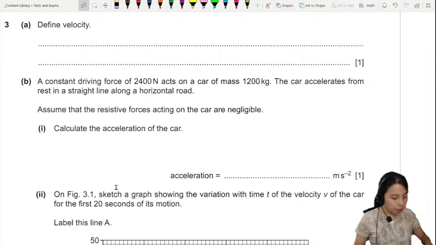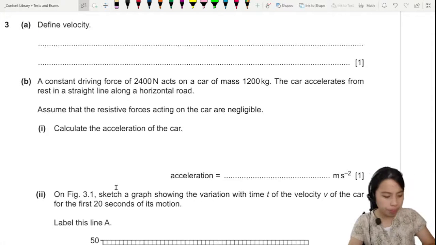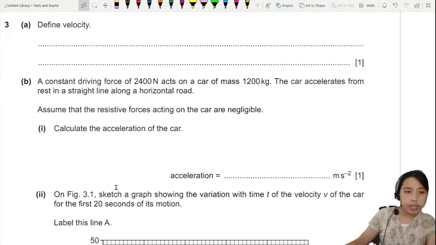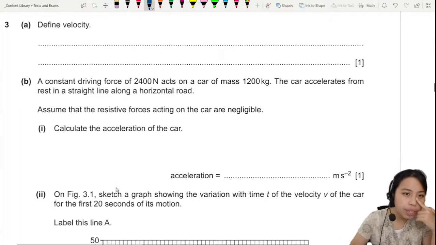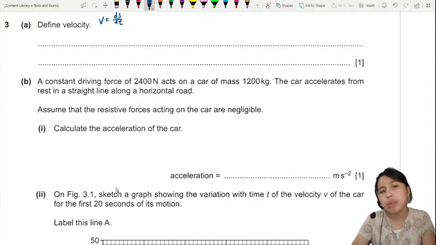This is for drag force and graphs. Ooh, here we go. This one is quite new. Didn't see this type of graph question before. Define velocity. Okay, so velocity is how quickly your displacement is changing, also known as rate of change of displacement.